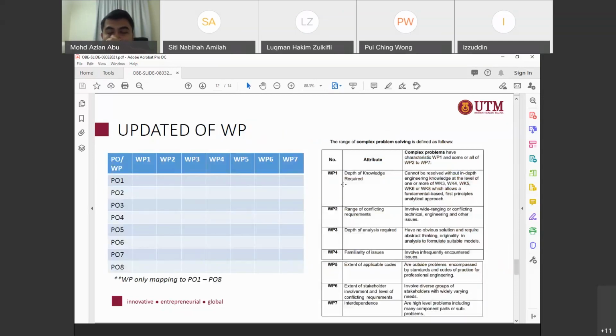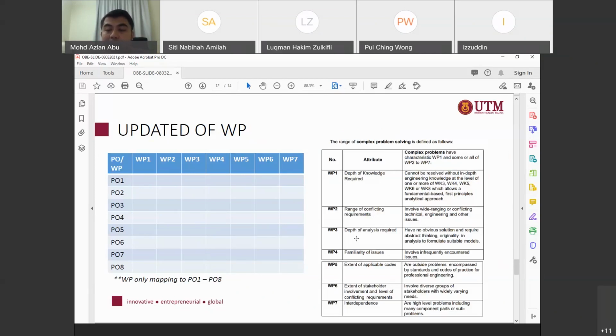For example, WP1, the attribute is the depth of knowledge required. So if your lecturer's question falls under WP1, you have to know the depth of knowledge. Second, WP2, range of conflicting requirements. It involves a wide range of conflicting technical, engineering, and other issues. For example, you want to design a device that has low power, cheap, and also maybe lightweight. Those are the conflicting requirements.